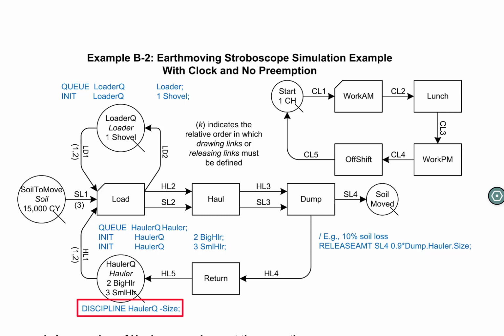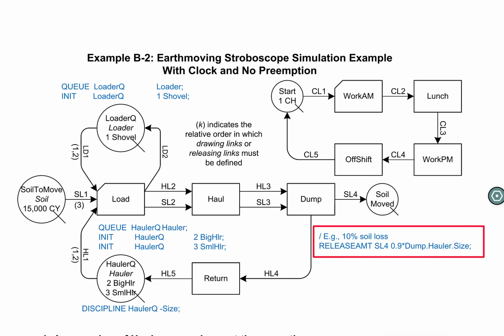Discipline arranges resources, giving priority to those whose property is smallest. In this case, minus size will produce a number that is smallest for the large haulers, the big haulers in this case, because their size will be minus 20 and it will be smaller than the minus size of the small haulers, which will be minus 10.